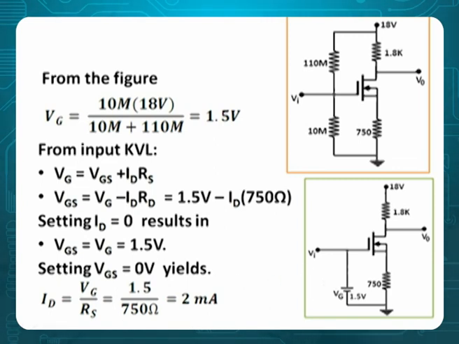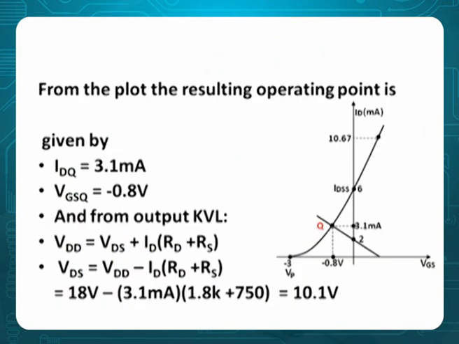Once the ID value and VGS value have come, the next thing you need is the output KVL, and you will get VDS. If I take the output KVL, you will get VDD and VDS, therefore VDS is VDD minus ID RS. If you substitute that, you will get 10.1 volts. So 10.1 volts and the current is called the Q point. That's how a Q point can be achieved.